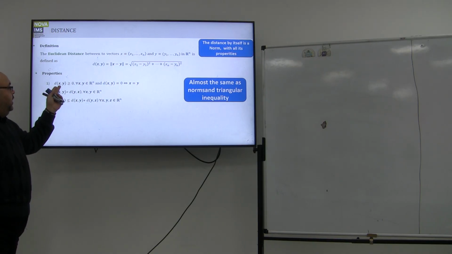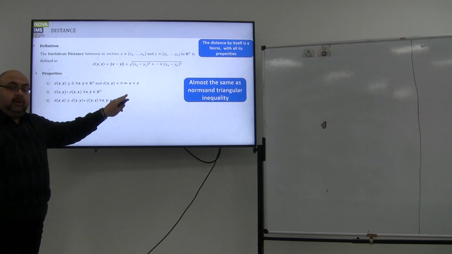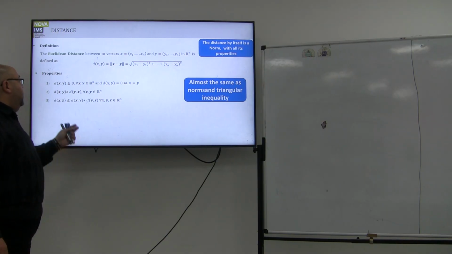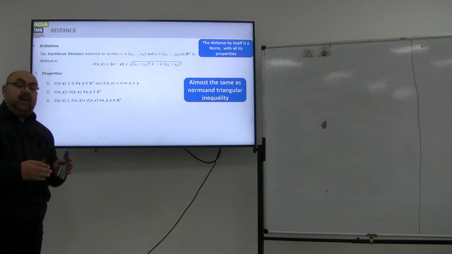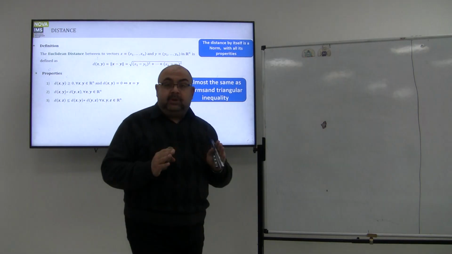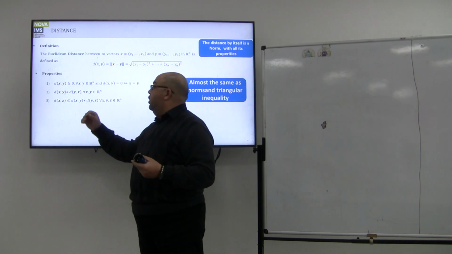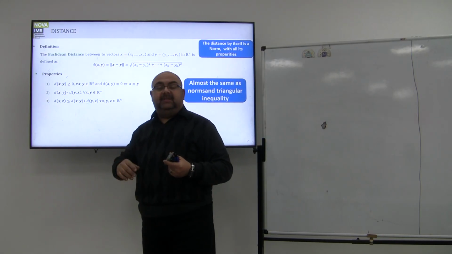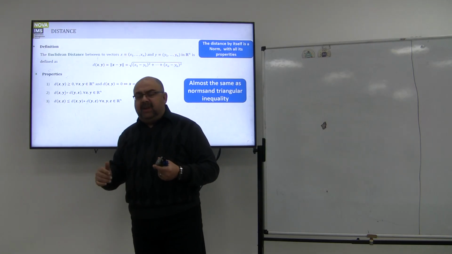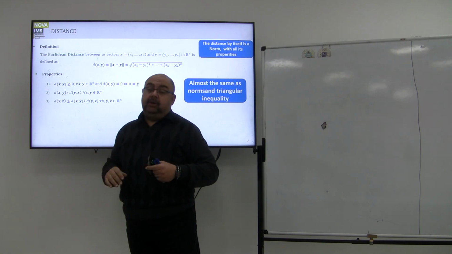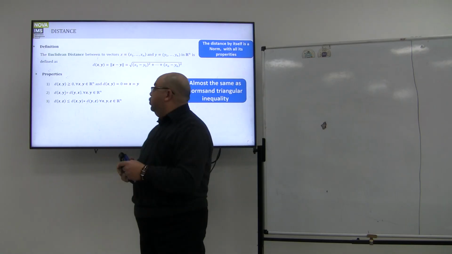The distance d(x, y) is greater than or equal to 0 for every x, y belonging to Rn, and the distance equals 0 only when x is equal to y. d(x, y) is exactly like d(y, x), as long as you are taking the same pattern for the difference between the coordinates. If I'm considering R3, for example, x stands for the first point x1, x2, x3, and y for the second point y1, y2, y3. There is no difference if you take the distance from x to y or from y to x. The result will be the same.